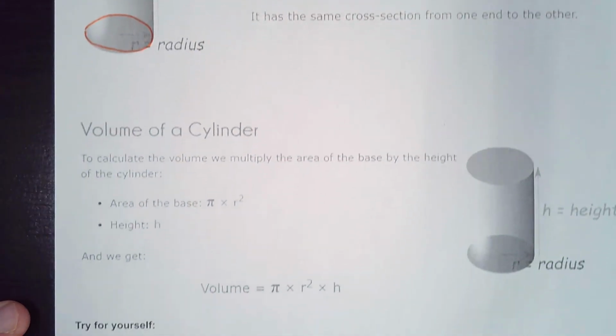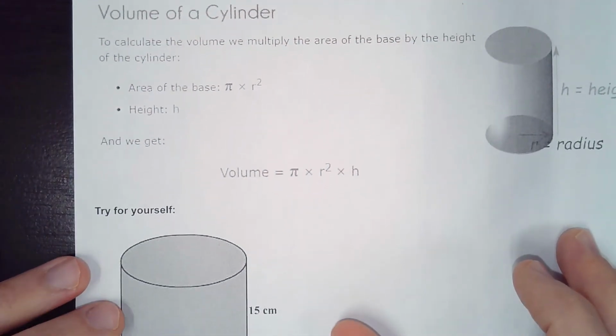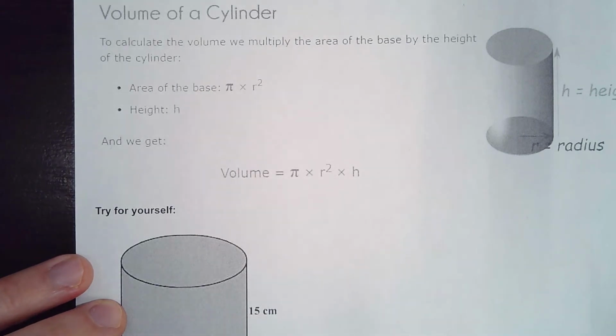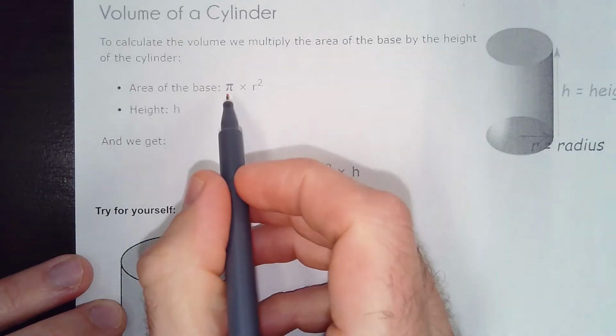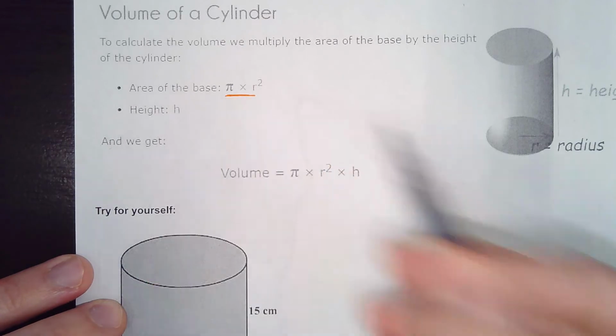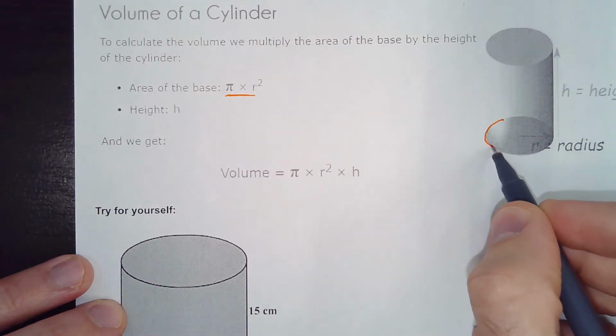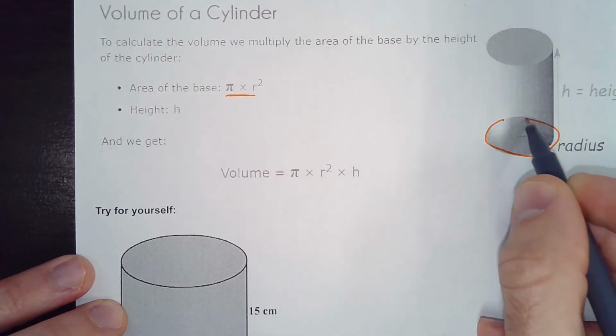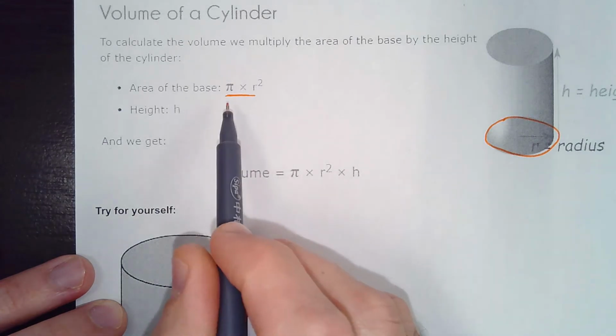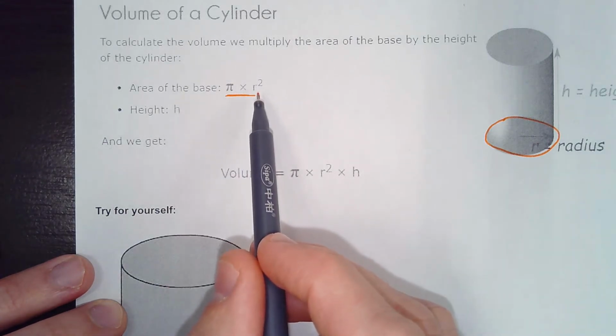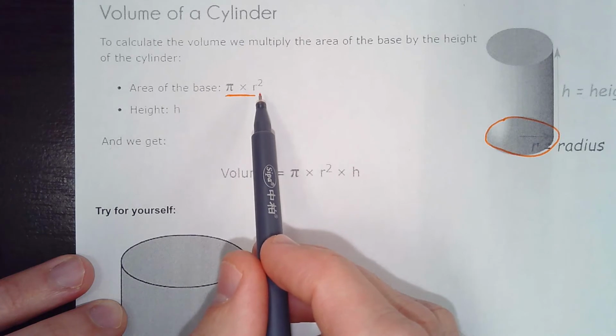Now let's talk about how you find the volume of a cylinder. First of all, there's two things you need to find. First, you need to find the area of the base of that circle. So the area of this base, and remember, to find the area of a circle is pi times r squared, or pi times radius squared.